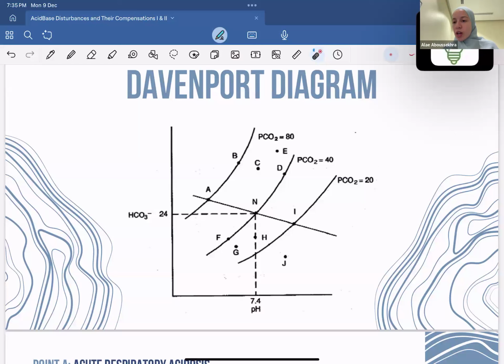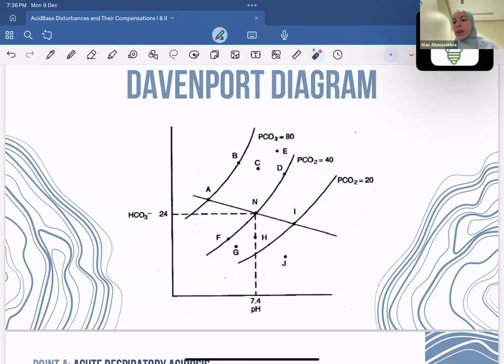For this one, let's take point D, for example. Point D is on the isobar that's normal. Okay, so CO2 is normal. What's changing when you go along the isobar? Not CO2, because CO2 stays the same. We said it's called isobar because the CO2 is not changing. What's changing? The bicarbonate. So if you move along this line, you're changing bicarbonate. So you can either go higher than normal or lower than normal.